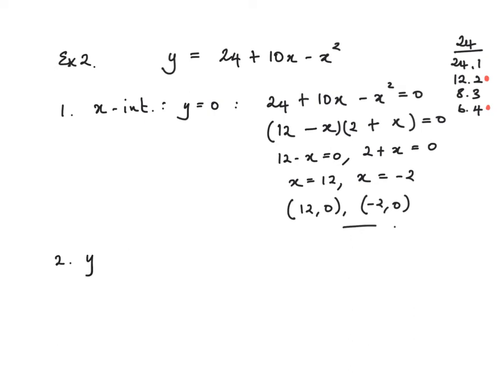Next thing, the y-intercept. It always occurs when x equals 0. So let's go to this equation now. Some of you may be able to get the y-intercept very quickly. This term must be 0. This term must be 0. If x is 0, that leaves us with a 24. So y equals 24 plus 10 times 0 minus 0 squared. That's just 24.